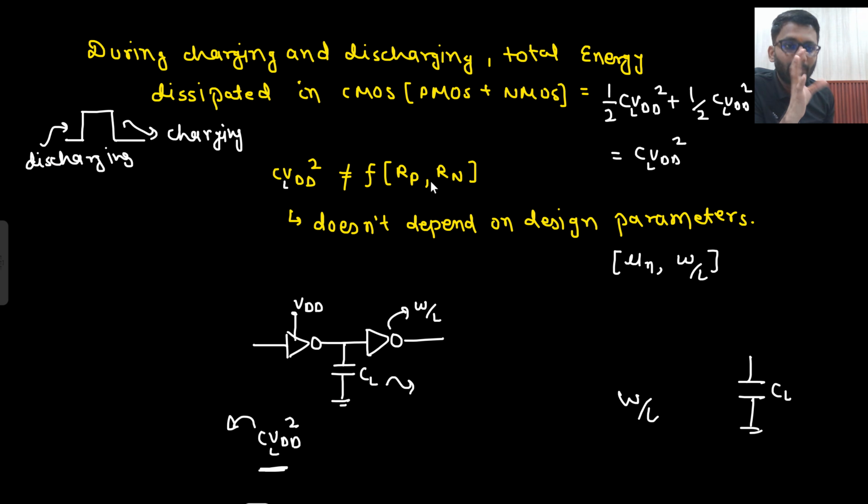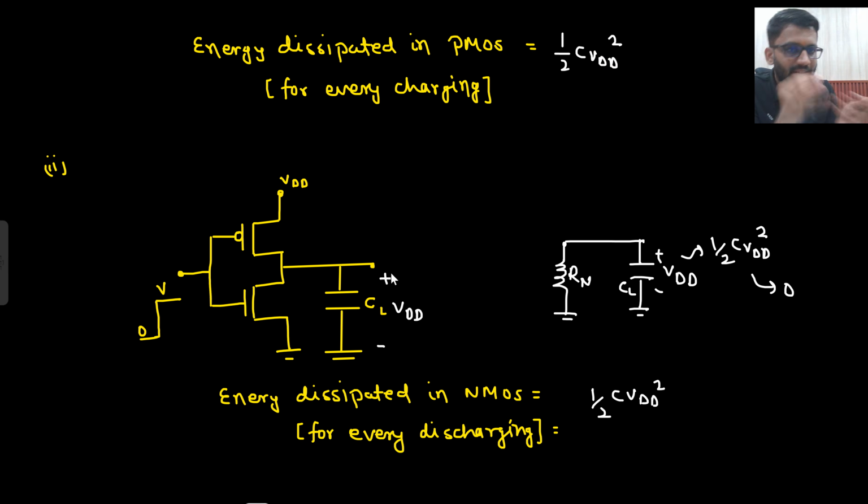But you can run a simulation, and if you change the W by L ratio, you would see that there is very little change in power dissipation. Okay, there will be very little change. The CL is depending on these caps, but not that much. The major part of the CL is coming from the next stage. So this will not affect much.